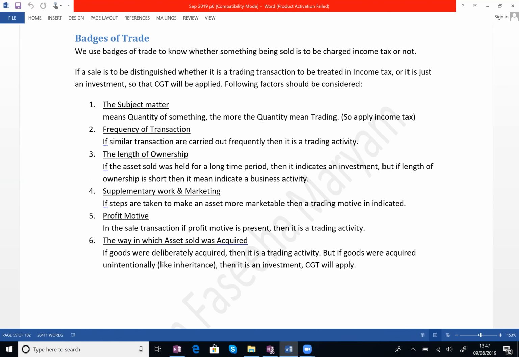Huge quantity trade. If quantity is huge, it is an indicator of trading activity. Second, frequency of transaction. If similar transactions are carried out frequently, for example, you are selling mobile phones, then again purchase mobile phones and then sell, the same transaction repeatedly, it is a trading activity. Third, length of ownership.